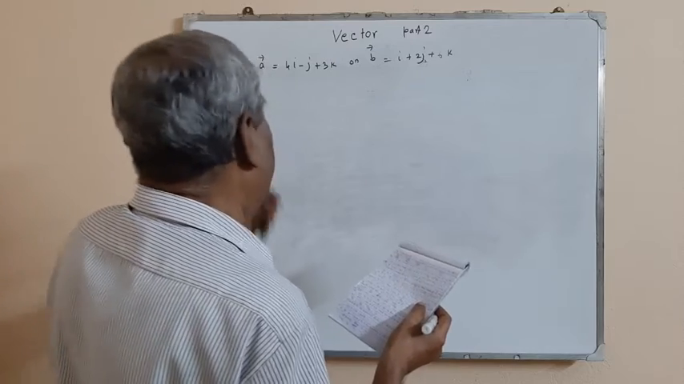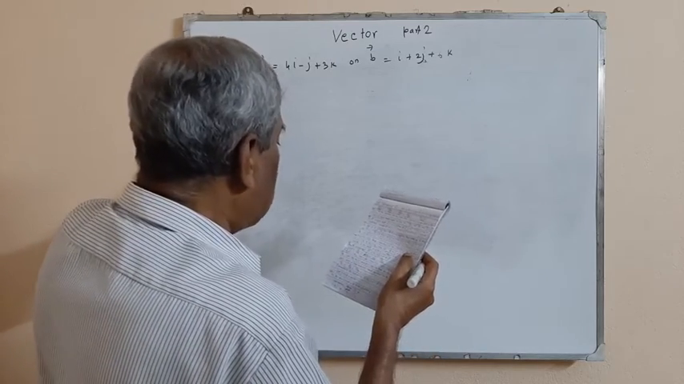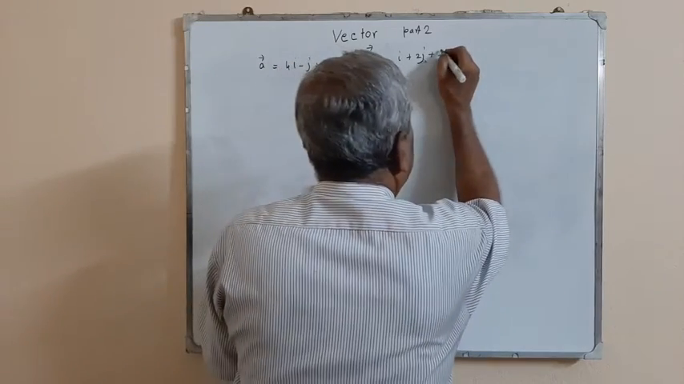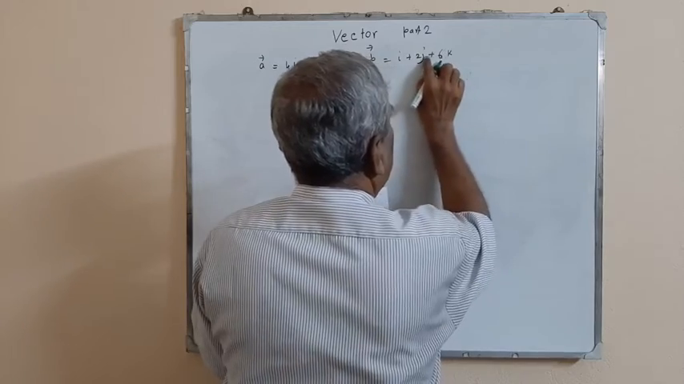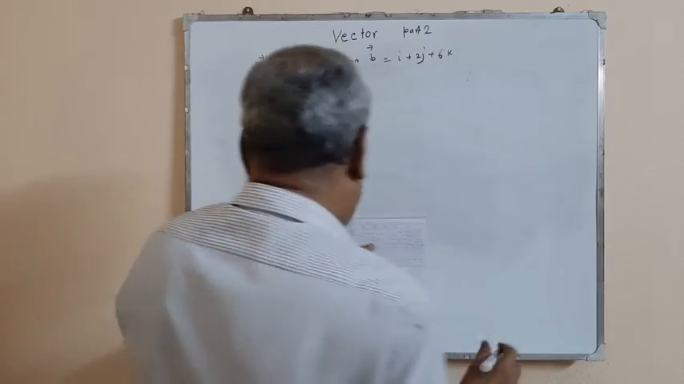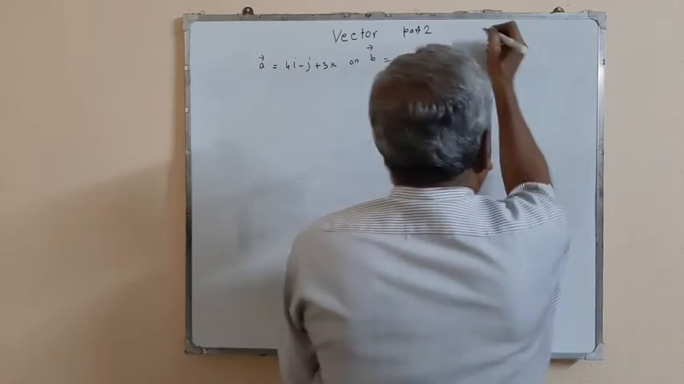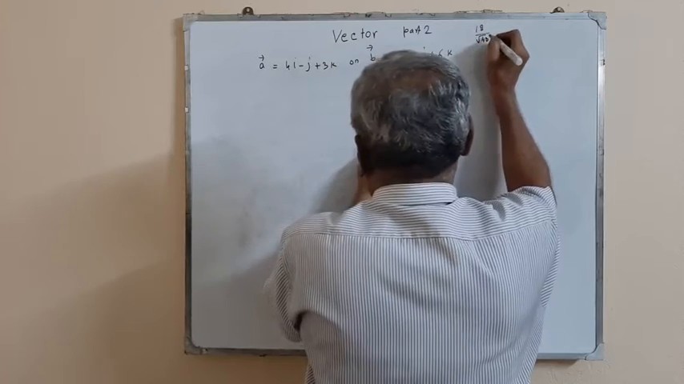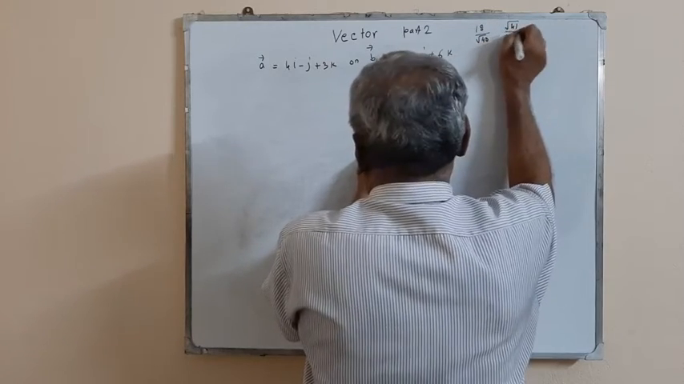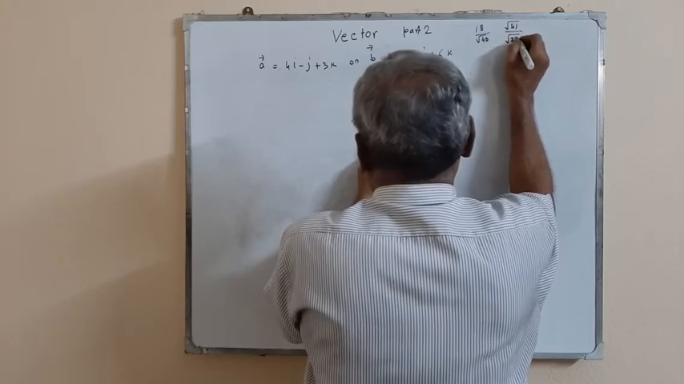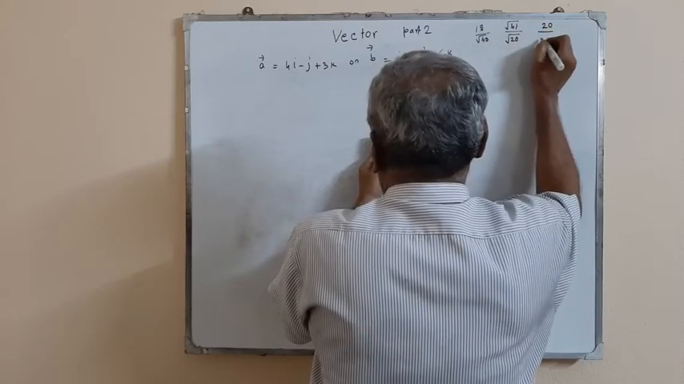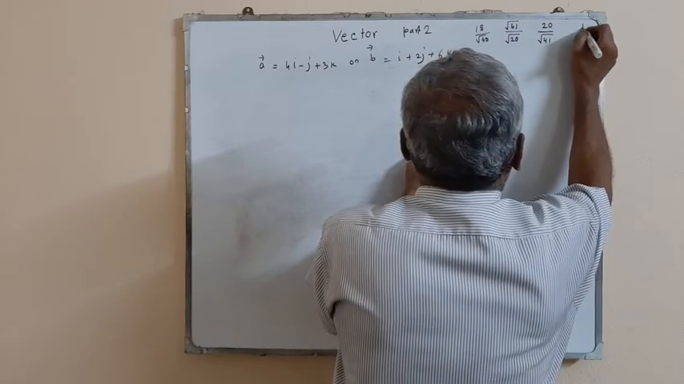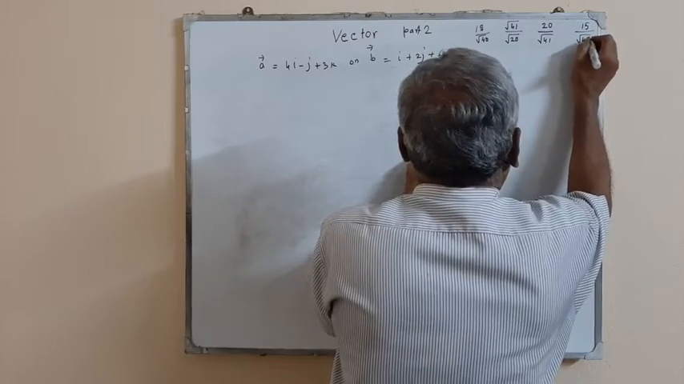Then we have to find the projection of this vector A on vector B. B vector is i plus 2j plus 6k. The options: 18 by root 40, 41 by root 20, 20 by root 41, and 15 by root 41.